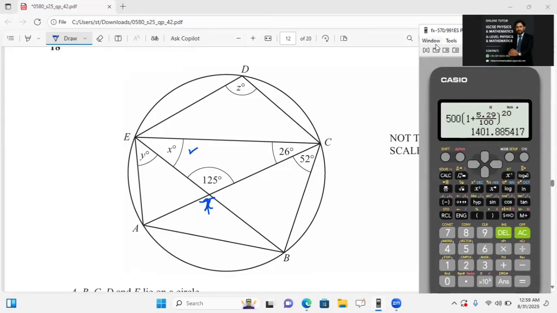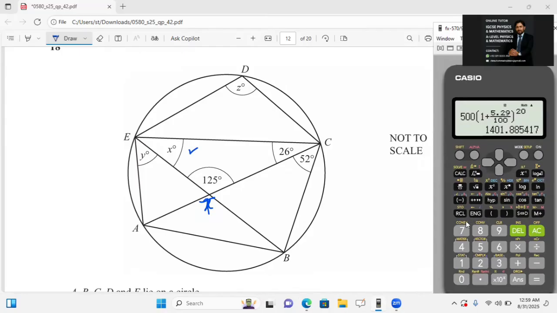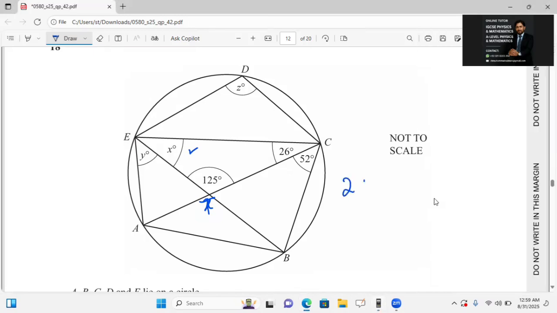For X over here, what should I say here? That it is 180 minus 125 minus 26 equals 29. So it is 29 for X.